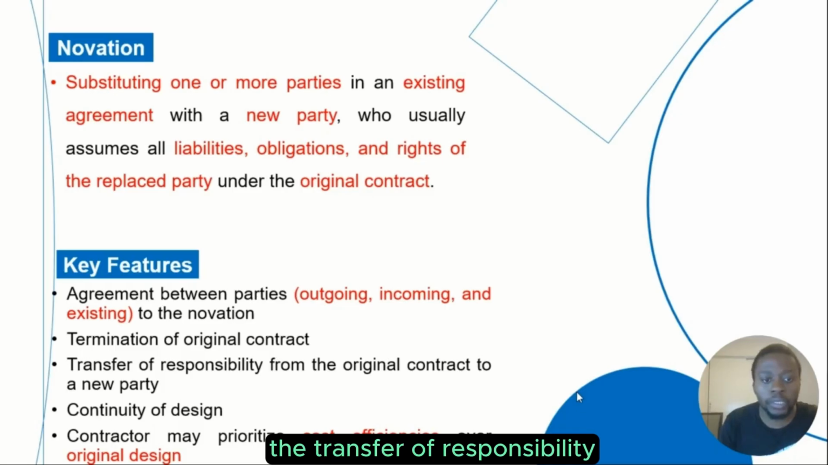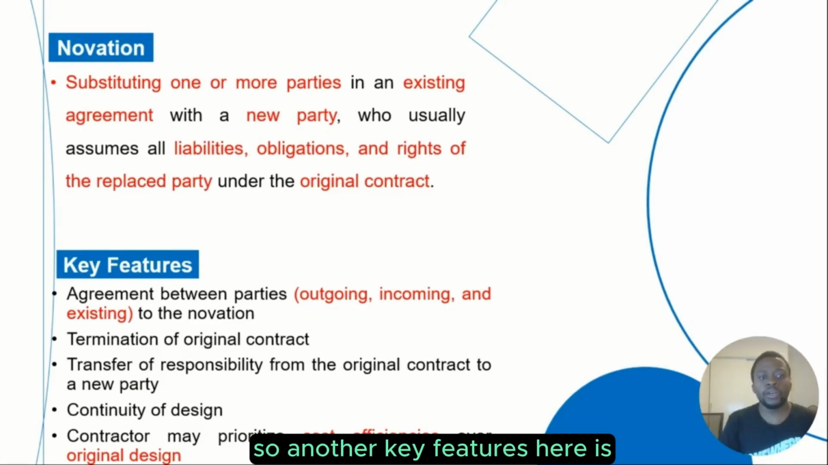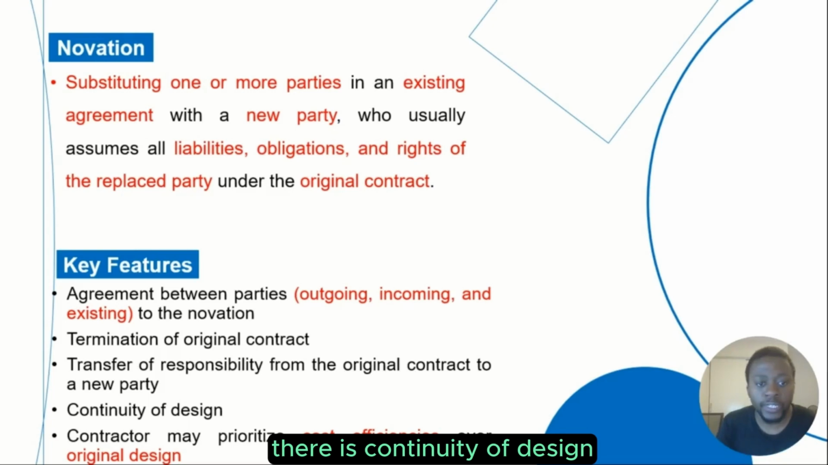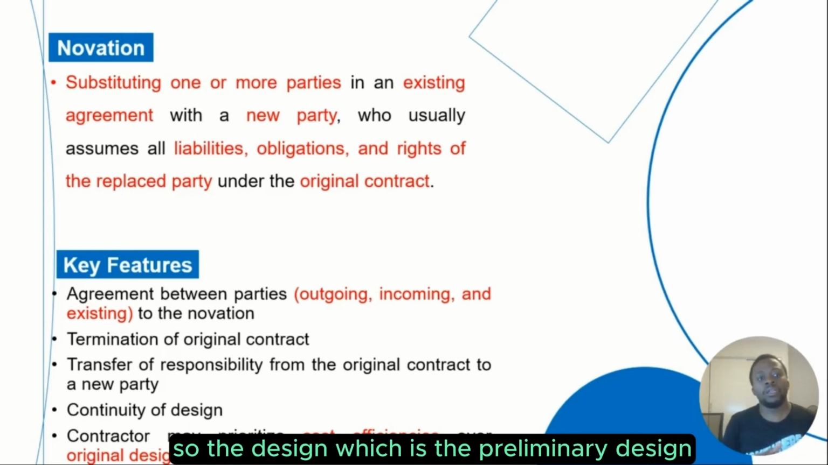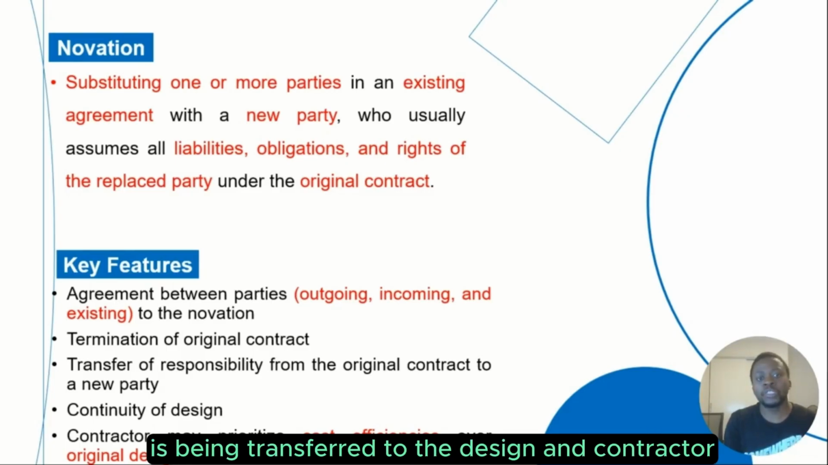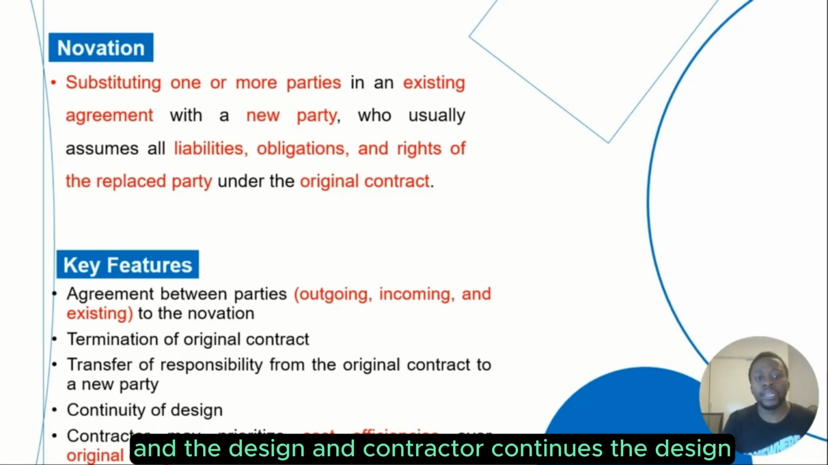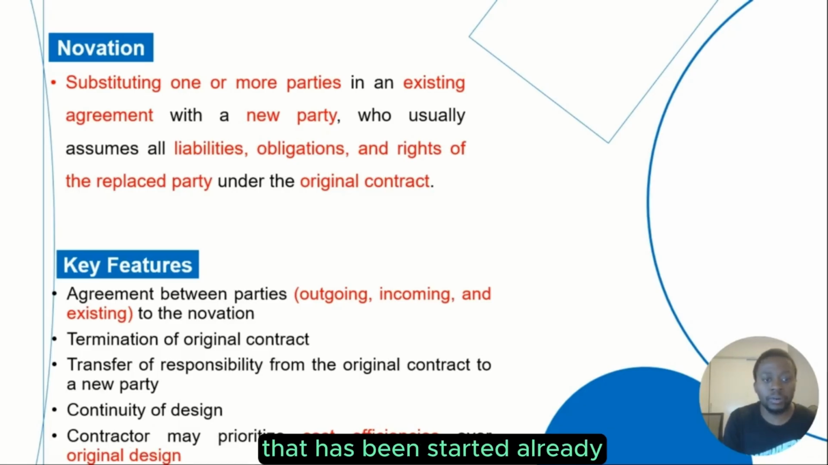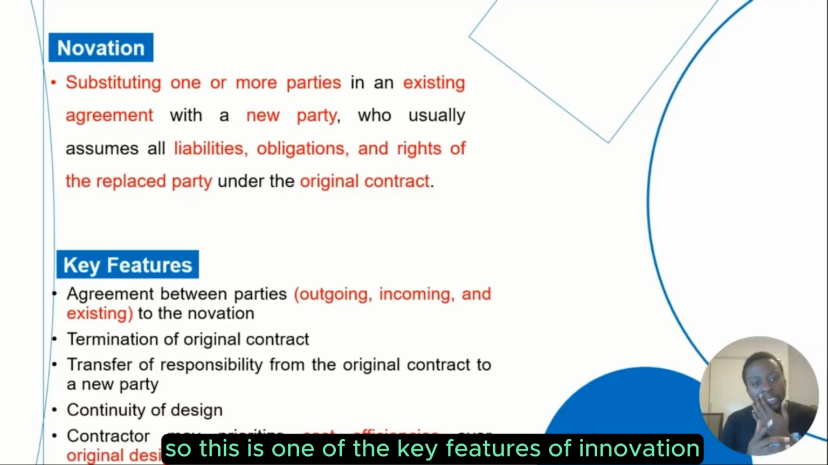So another key feature here is there is continuity of design. So the design, which is the preliminary design or the concept design from the client, is being transferred to the design and construct contractor, and the contractor continues the design that has been started already. So this is one of the key features of innovation.